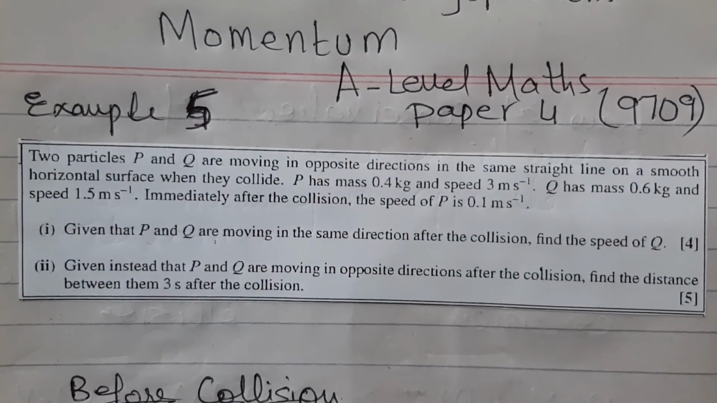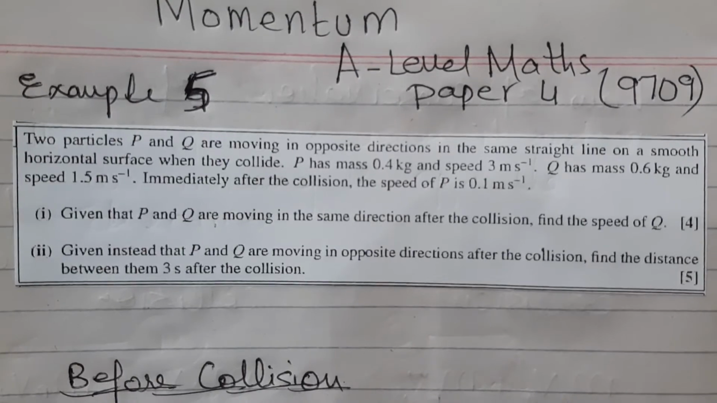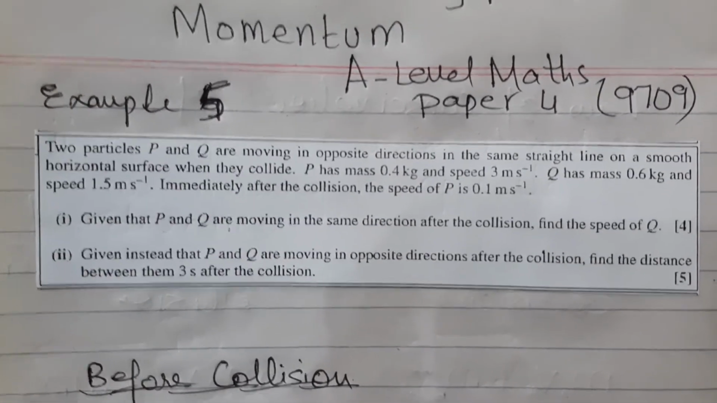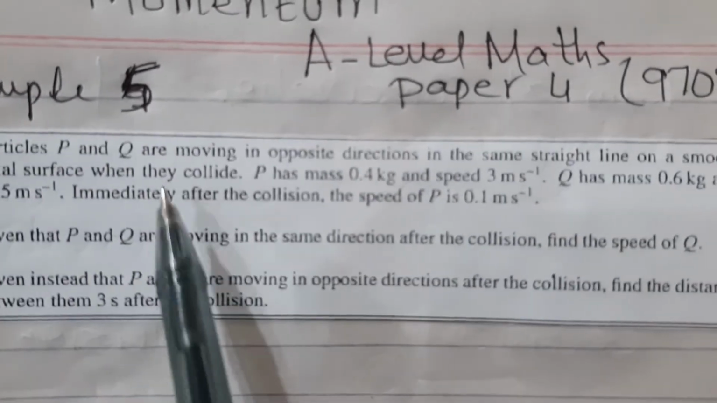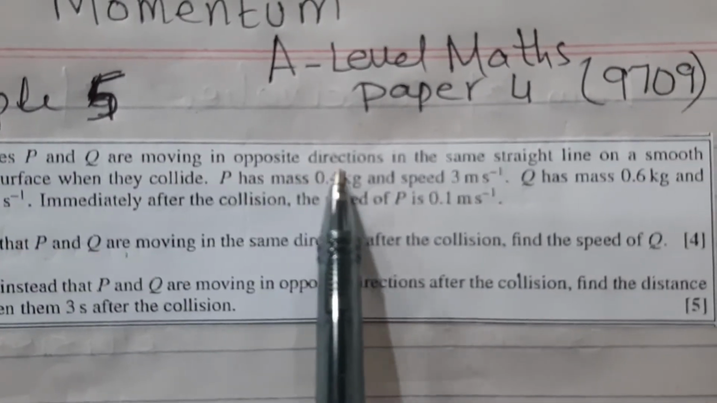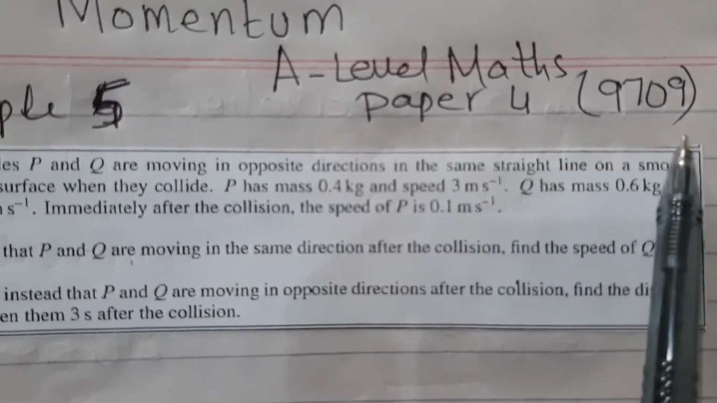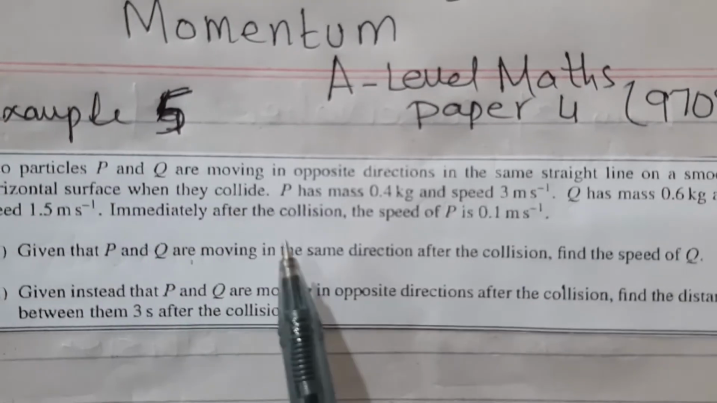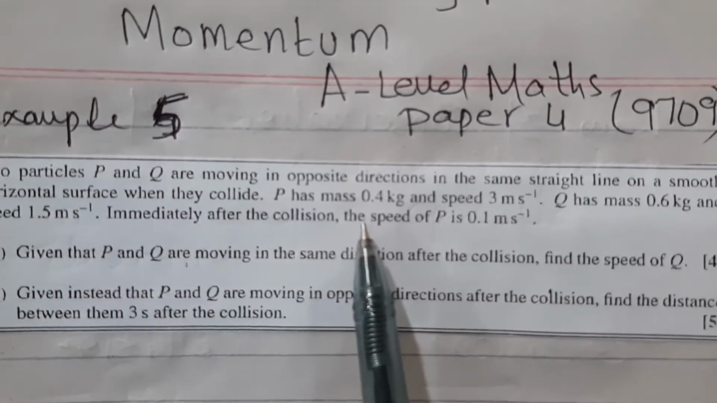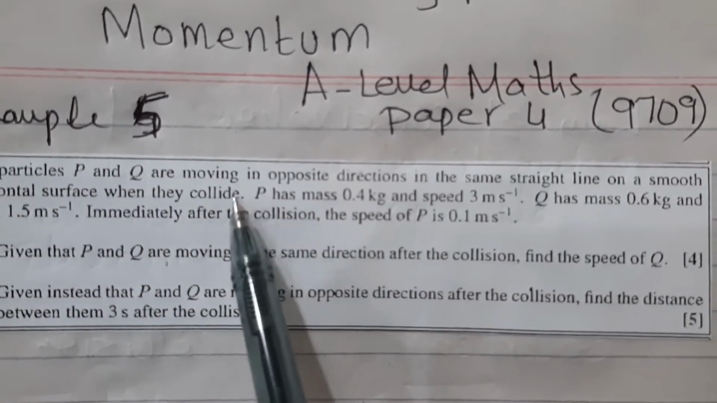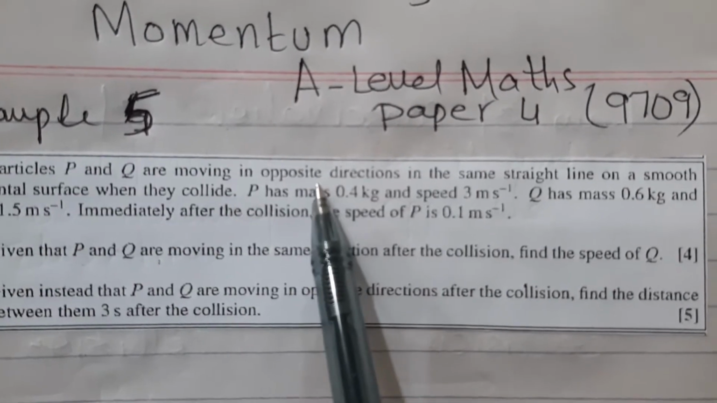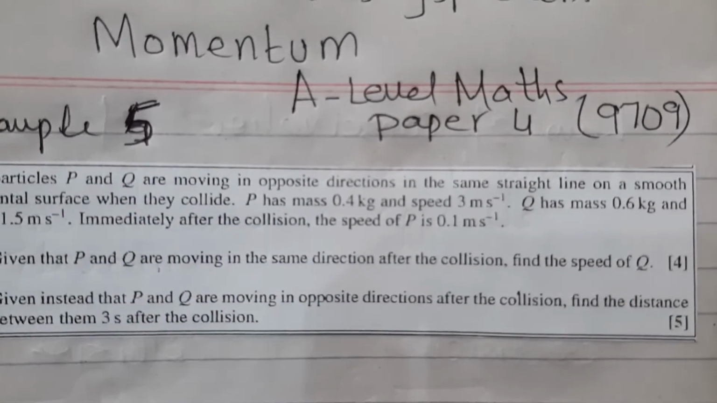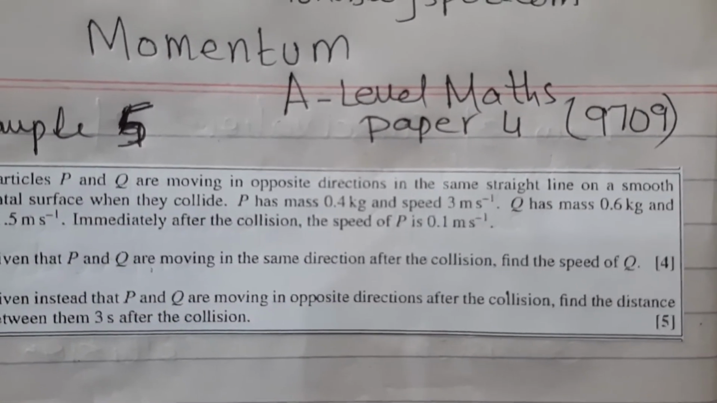In this video, I have explained two questions which are of a little advanced level compared to the one we discussed in video 1. So in this question, it is talking about two particles P and Q which are moving in opposite directions on the same straight line on a smooth horizontal surface when they collide. If they are moving in the opposite direction and they collide, it means they are moving toward each other, because moving away from each other is also opposite direction, but then they cannot collide.